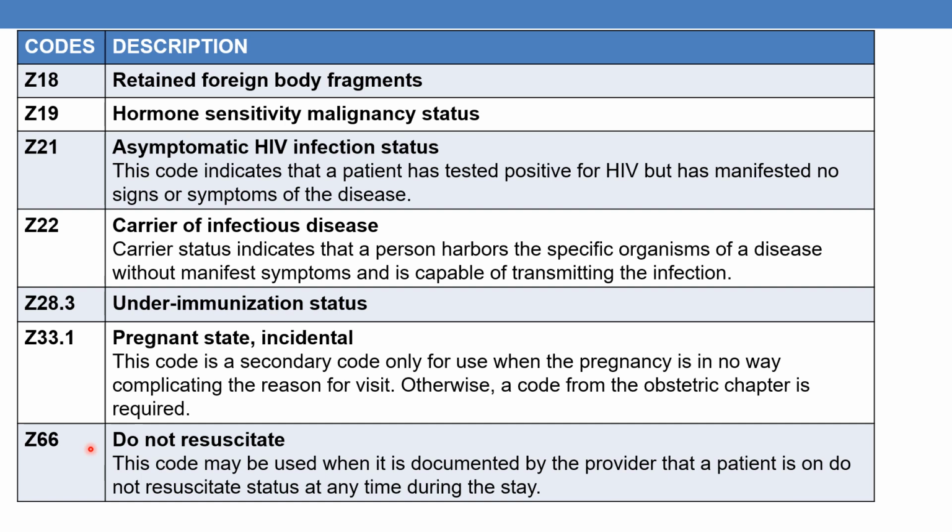The next is the do not resuscitate code, Z66. This code may be used when it is documented by the provider that a patient is on do not resuscitate status. That is, if something ill happens, any untoward event happens for a patient who is admitted in the inpatient setting, he does not want to be continued on life support. In such a case, you need to code Z66. It indicates do not resuscitate status at any time during the stay.